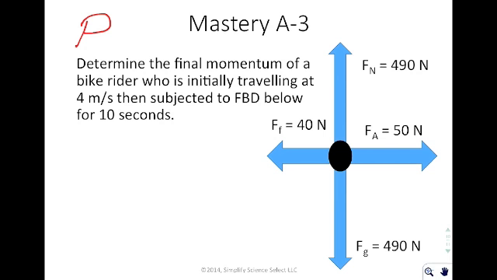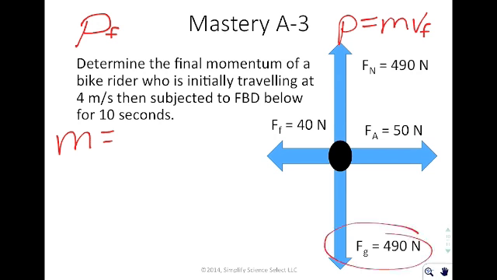In this case, the final momentum, remember, momentum depends on mass and velocity. So if I'm looking at the final momentum, that's going to depend on the final velocity. Now we're going to assume that the mass of the bike rider doesn't change throughout the experiment because it's not likely to occur. So what I need to know in order to solve this question is the mass. Now I do know the mass already. It's listed for me. It says, well, it's not actually listed. I have to get it from the free body diagram.